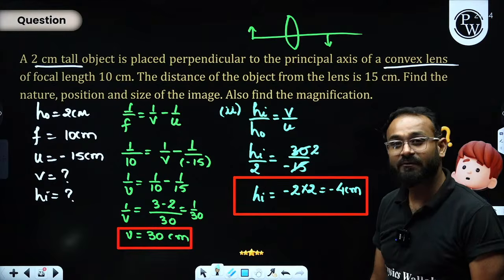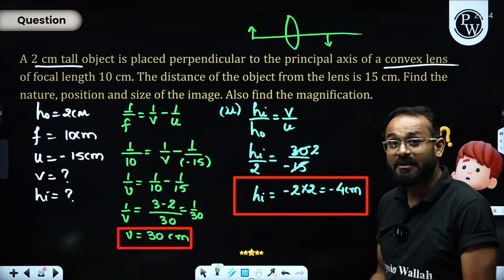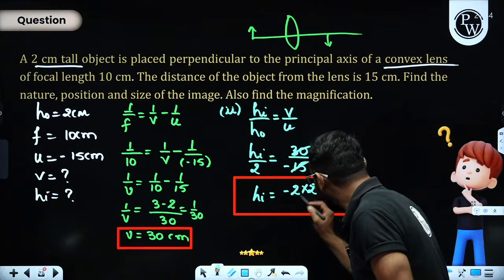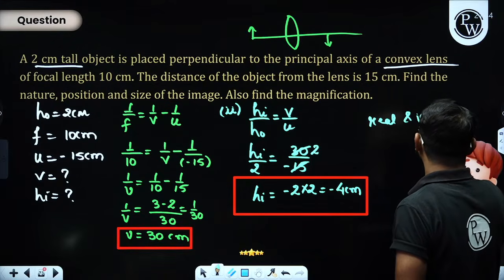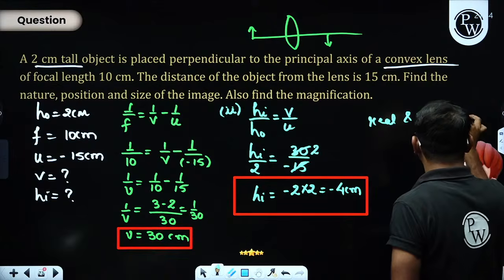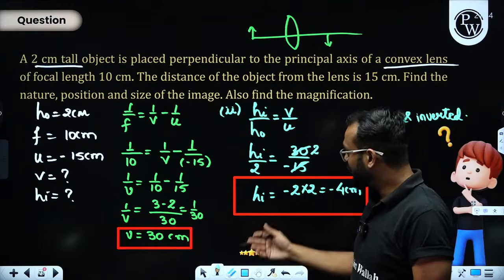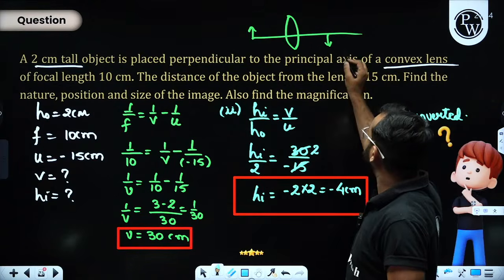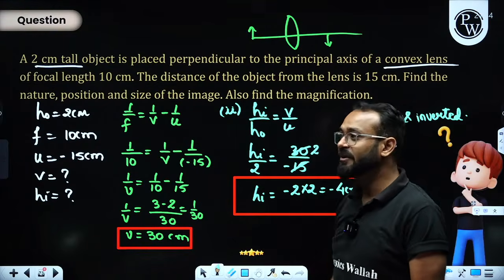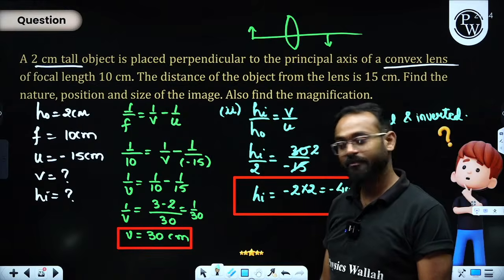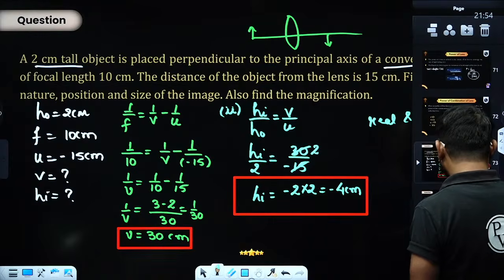HI will be minus 4 centimeter, sir. Height is negative. What will be the nature? Sir, height is negative, the nature will be real and inverted. Nature will be real and inverted. V is positive, so height will be negative, negative 4 centimeter. Nature will be real and inverted. No doubt. This is absolutely clear. One more question.